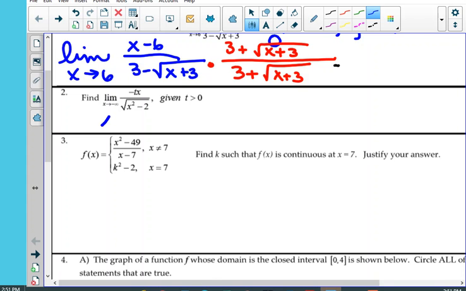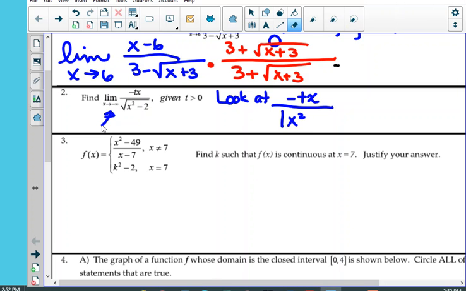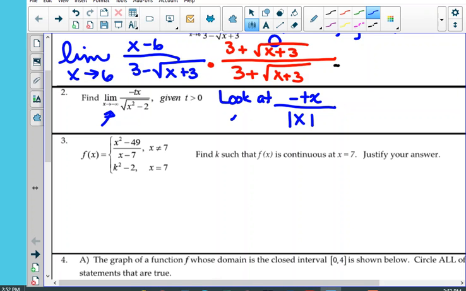All right, so this is the limit as x approaches negative infinity. Notice you have the square root of x squared. So if we concentrate on the largest degree term of the numerator, I'm going to look at negative tx, and I'm going to look at the square root of x squared, which is the absolute value of x. And I'm going to think about that expression's limit as x approaches negative infinity.